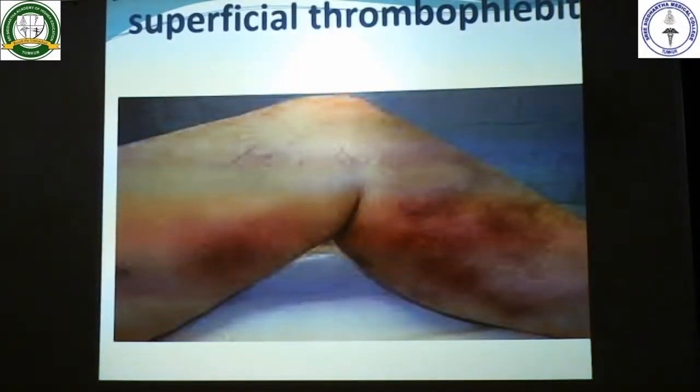Then superficial thrombophlebitis. So it's also one of the signs. You can see hyperemia over the venous channels. This is called superficial thrombophlebitis, meaning inflammation of the superficial venous system. Here it means the formation of a blood clot or obstruction occurs, as well as inflammation.